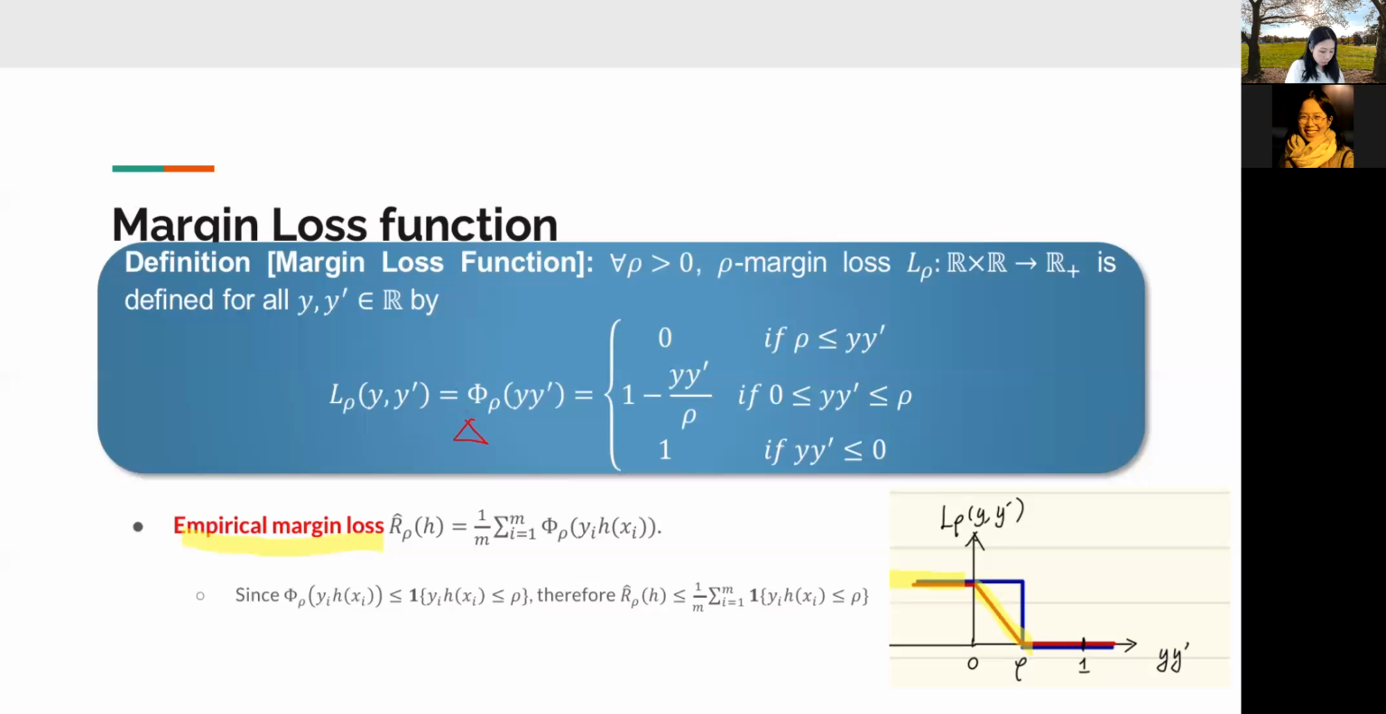So since this phi rho of y_i h(x_i), this function, is upper bounded by this step function, which has the step at rho. You can see the blue curve I have here. I'm going to erase this so you can see it more clearly. If it's a blue curve, you can see this step function with a step at rho is an upper bound of this margin loss function. So you can see this empirical margin loss is going to be upper bounded by this step function. Therefore, your empirical margin loss is also going to be upper bounded by this function.